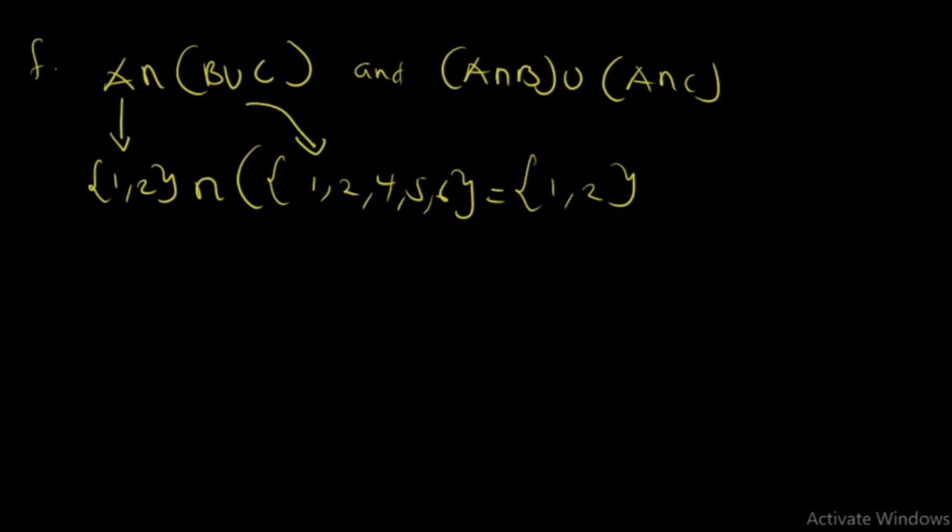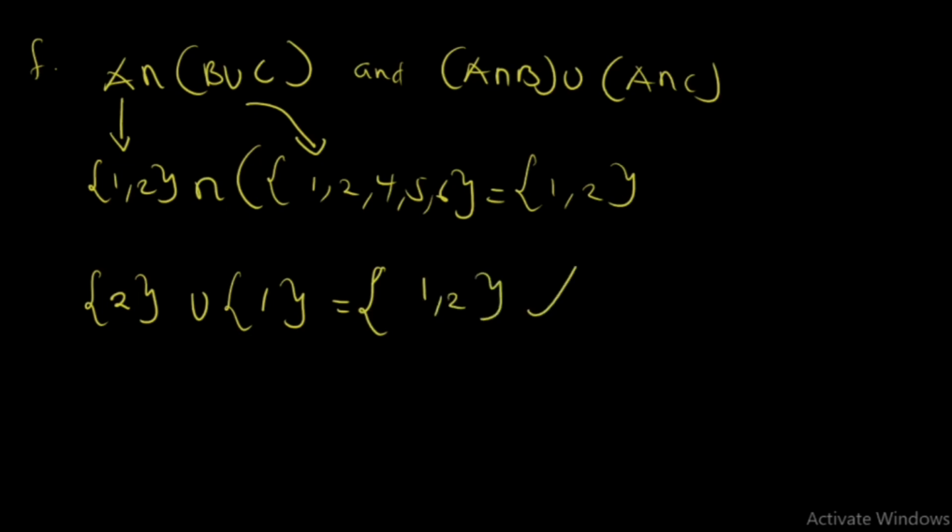Let's do it. For our A intersection B, we know that it was 2. Then A intersection C is 1. So finding the union, we're going to have 1 and 2, the same as that. So we're trying to prove that the laws are the same.